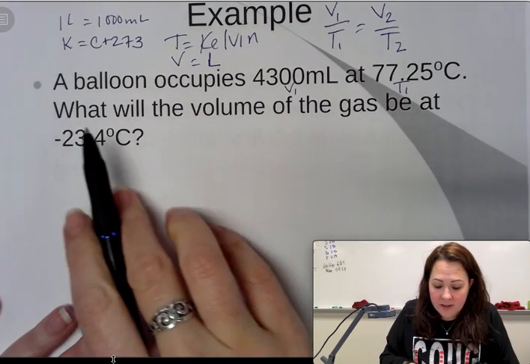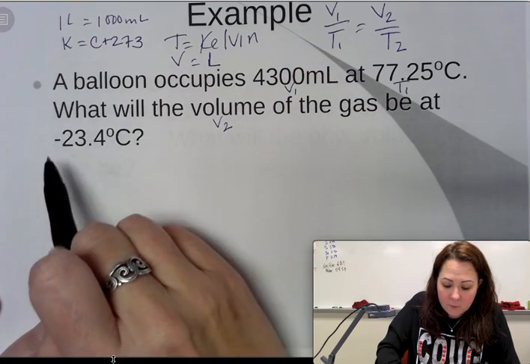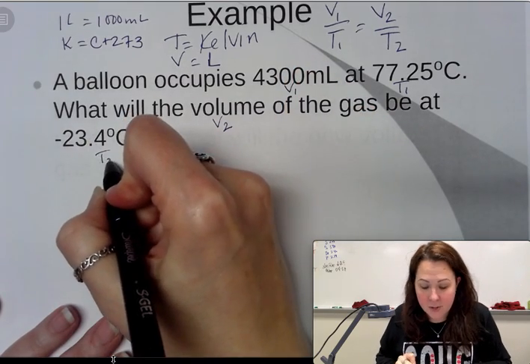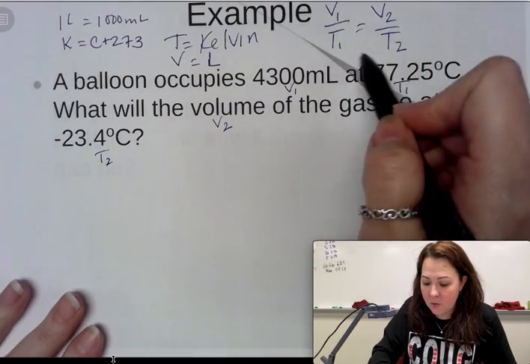What is the volume of gas? So I don't know my new volume, at negative 23.4 degrees Celsius. So that's my new temperature. So I know my variables that I'm going to plug into my equation up here.